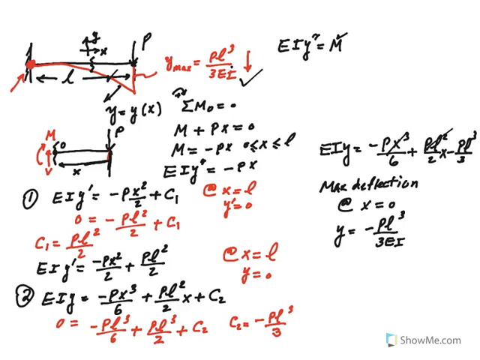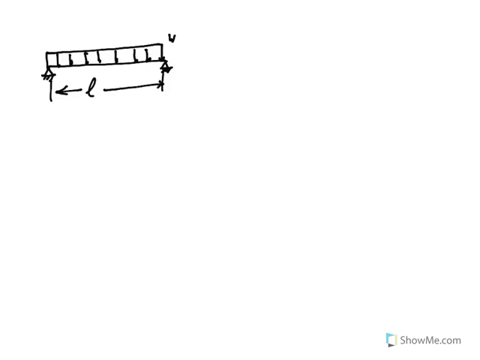But let me now go ahead and show you something else. So let's go to a different beam. Let's say now we have a simply supported beam with a uniformly distributed load w acting on it over a length L. And our objective is to find the maximum deflection, which obviously is going to happen because of symmetry right in the middle, right here. So we want to find y max.